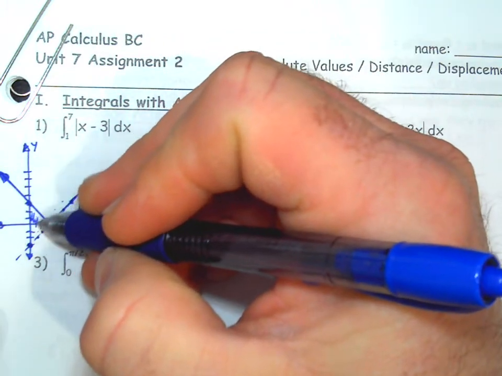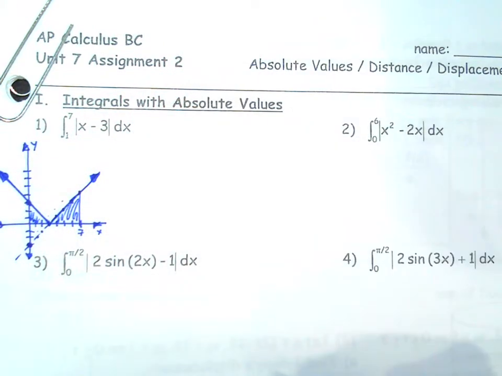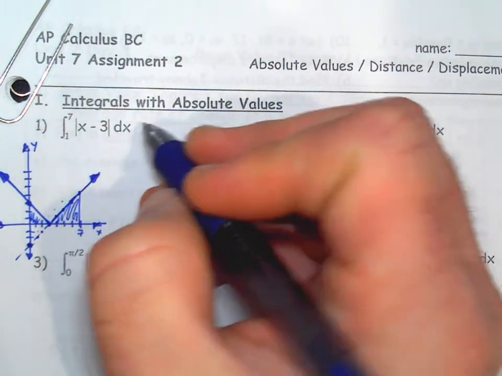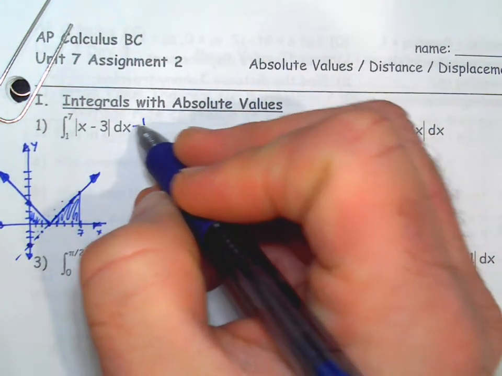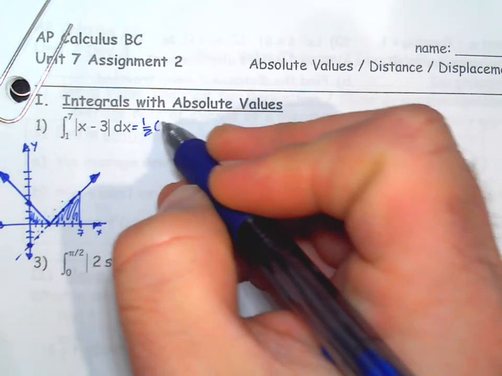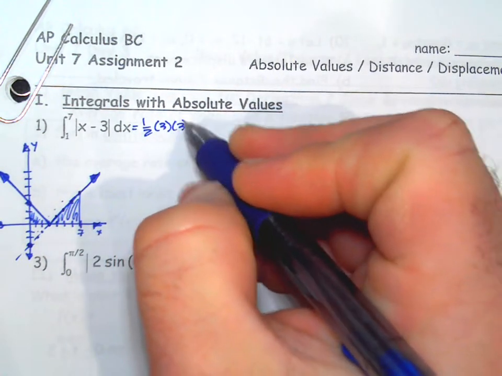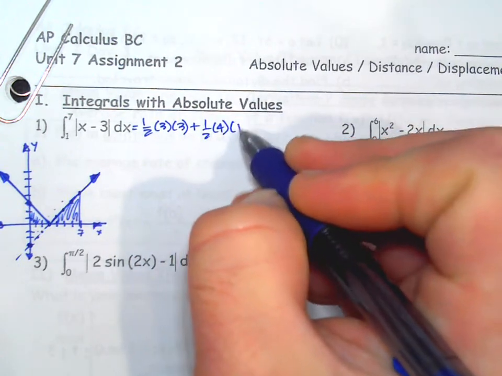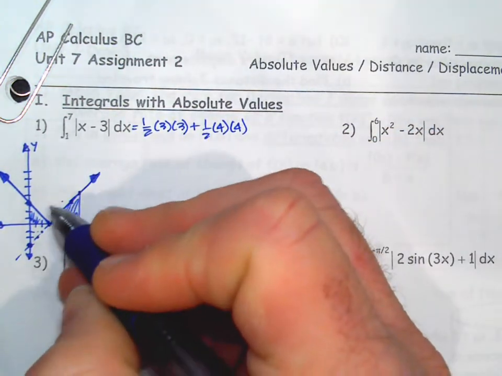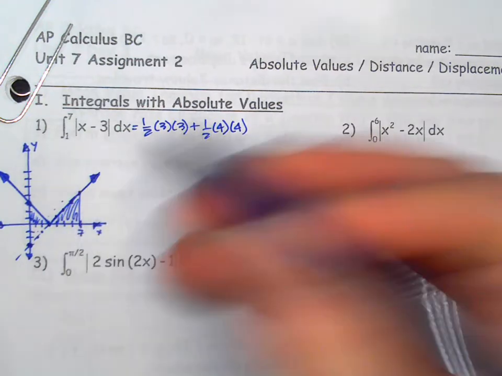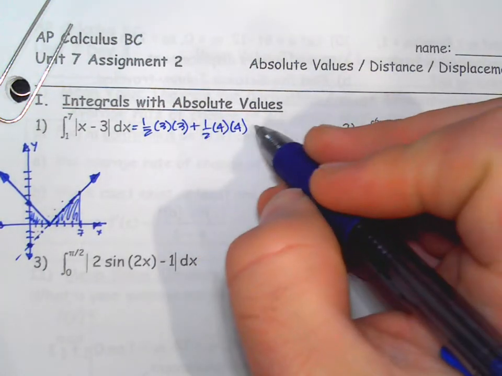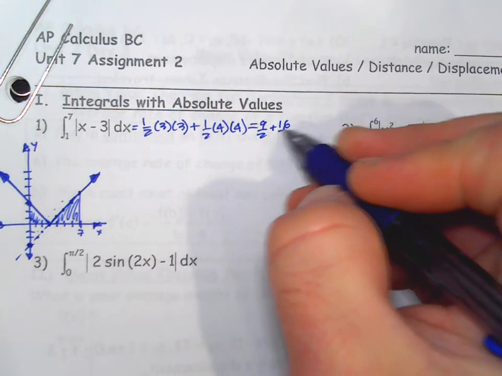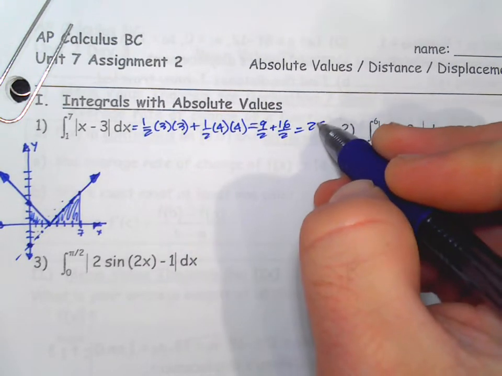So you have two little triangles. And so you could say, okay, well, one half, the base of the first one's 3, the height is 3, plus 1/2, the base of the next one is 4, and the height is also 4. Based off the slope of 1, it's going up 1/1. So if you go over 4, it had to go up 4. And so then we get 9/2 plus 16/2 is 25/2.